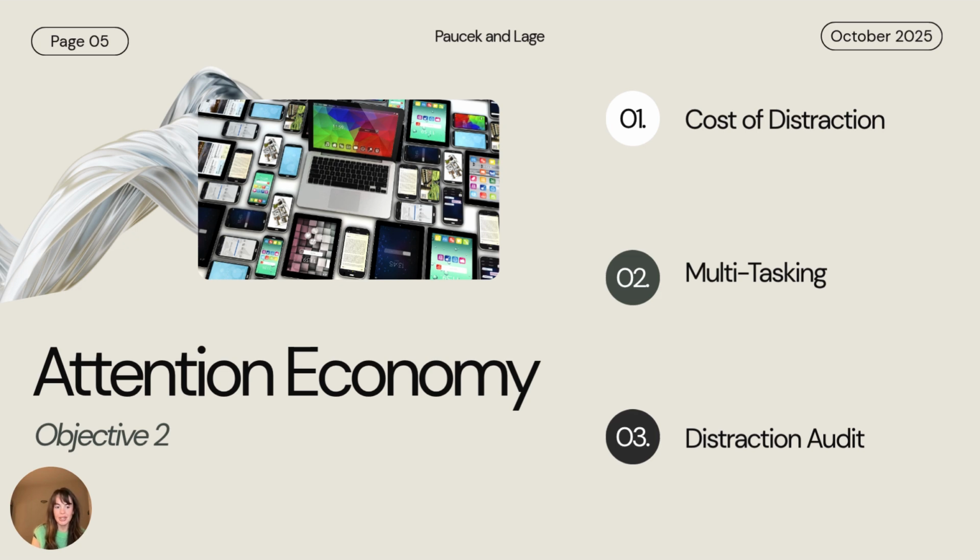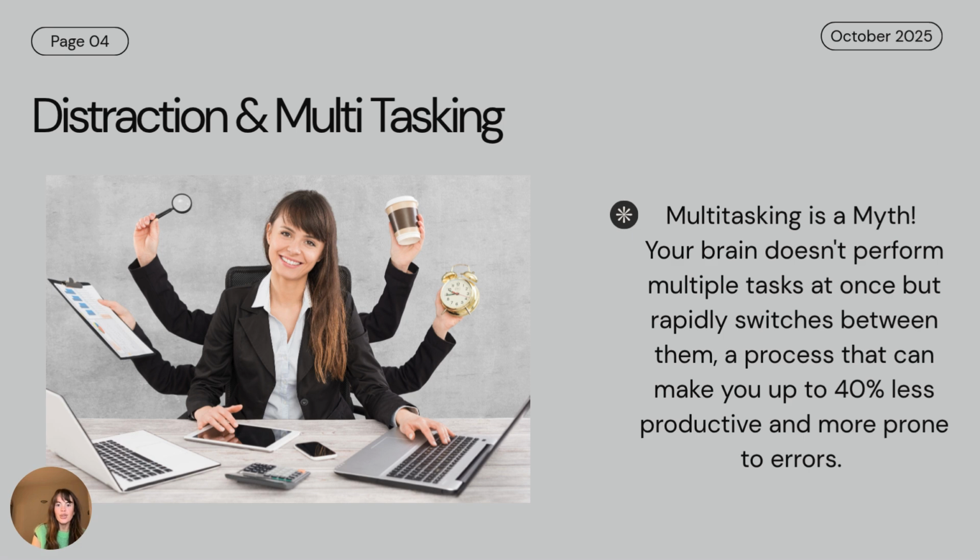The next piece I wanted to bring you through today was the attention economy. We're going to go through the cost of distraction, we're going to go through multitasking, and then we're also going to go through a distraction audit as well. So, perfect. Let's go through distraction and multitasking. As we've gone through, there are so many distractions, and as a tech professional, you've got your Slack channels, you've got your email channels, you've also got your phone and your device. So think about all of those distractions that you have, and how you multitask within your role.